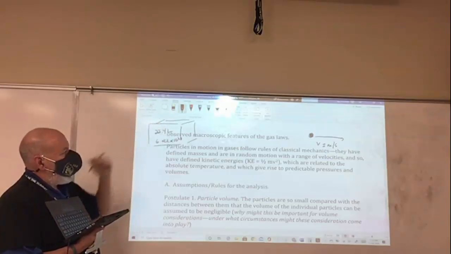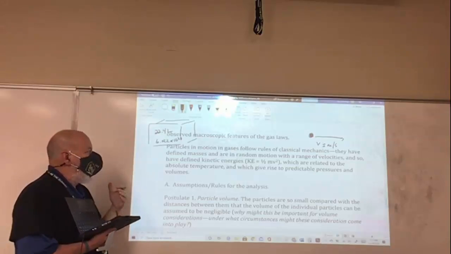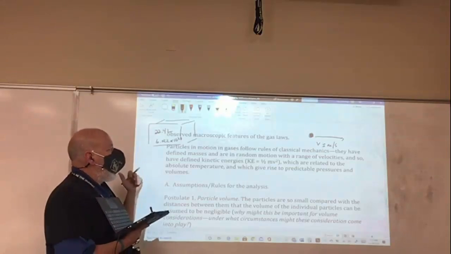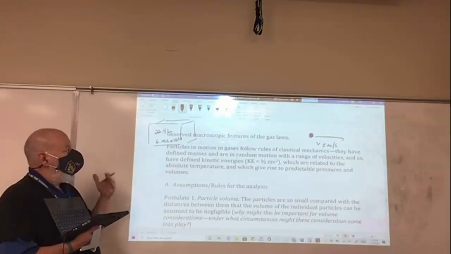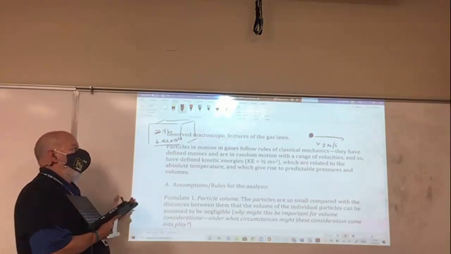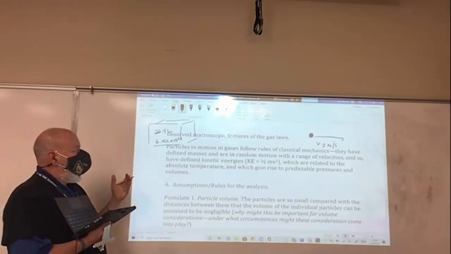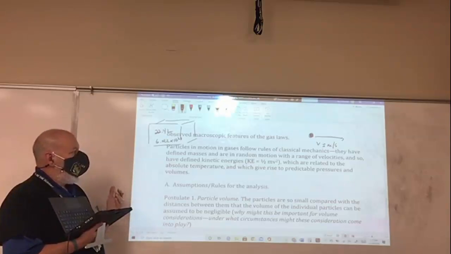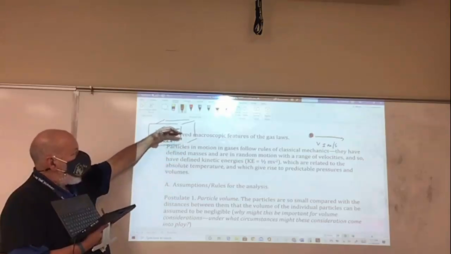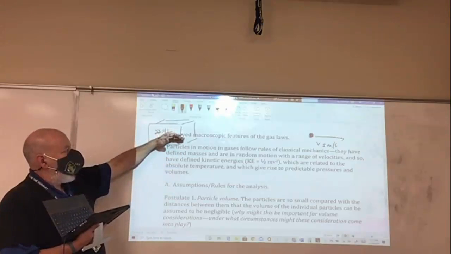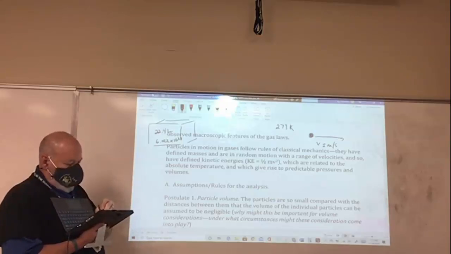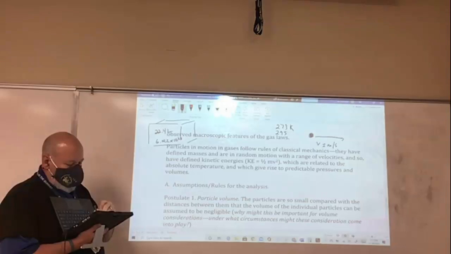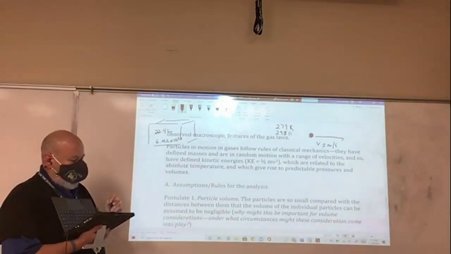not all going to have the same velocity because they're smacking the sides of the container, and they're smacking other particles, and they're constantly transferring some of their kinetic energy to other particles, and other particles are smacking into them and constantly transferring energy to those particles. But at a specific temperature, let's say 273 Kelvin, or we could say 295 Kelvin or 298 Kelvin, if we wanted to say it was like room temperature.